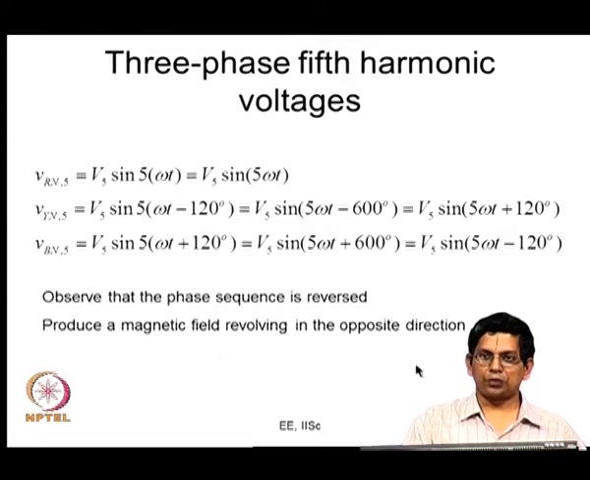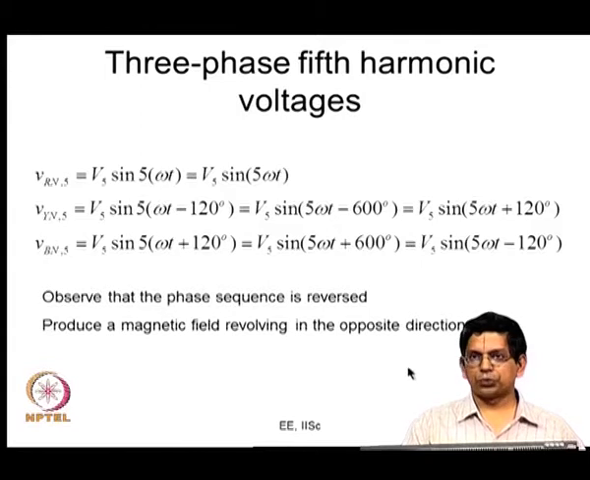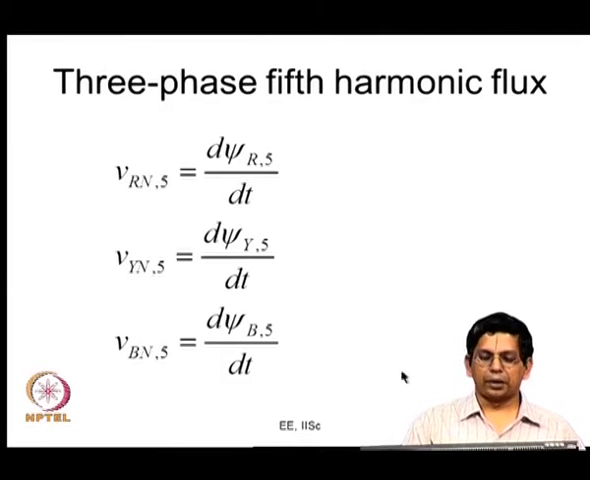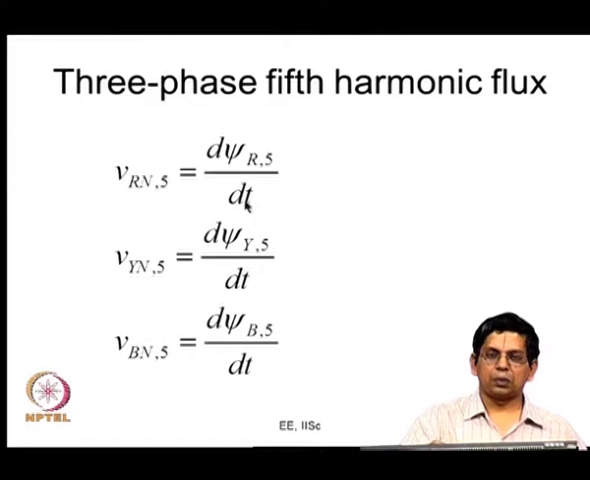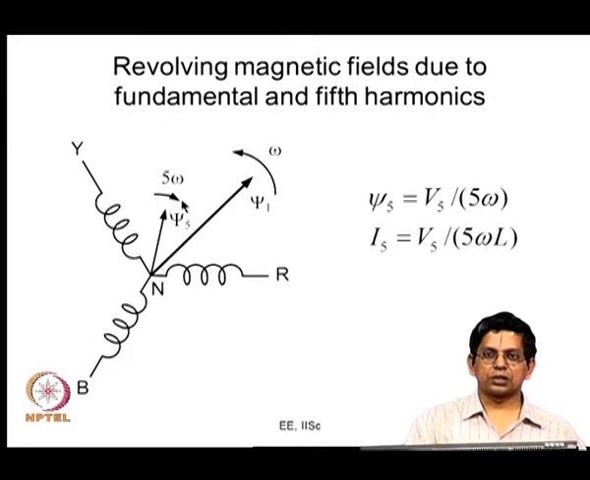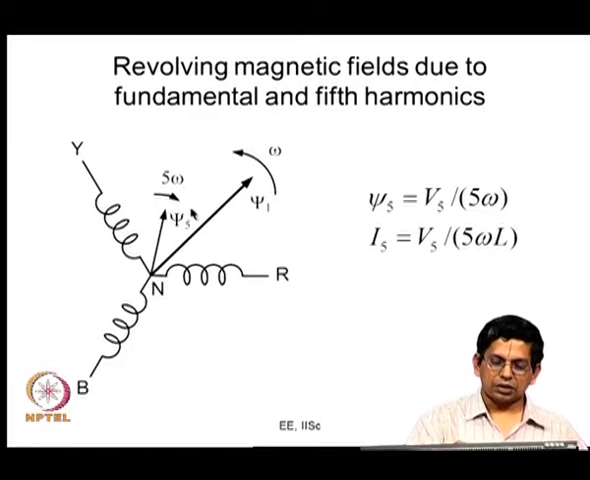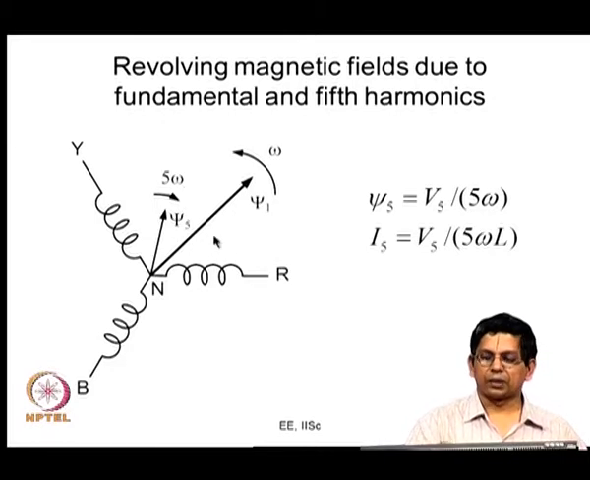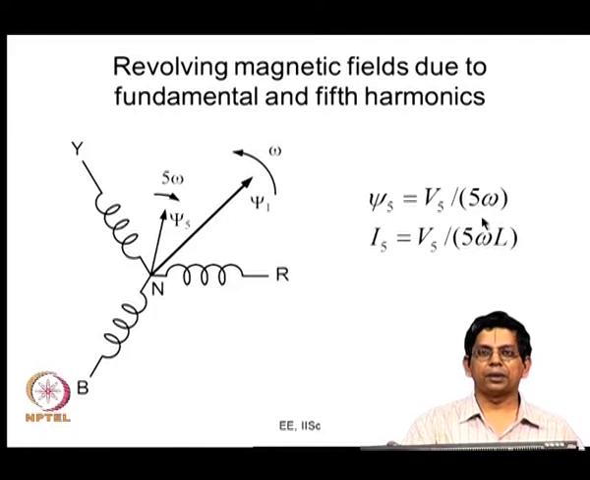So, you all know that if you change two terminals of an induction motor, R, Y, B, if you swap two of those terminals, the motor will run in the opposite direction. So, this is what V_RN5 does. It also produces a magnetic field, and those flux linkages are given by these equations now. What is the frequency? Let us call this one ψ_5, and ψ_5 would be V_5 by 5 omega.